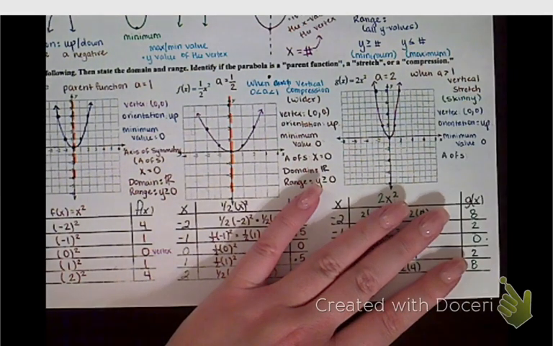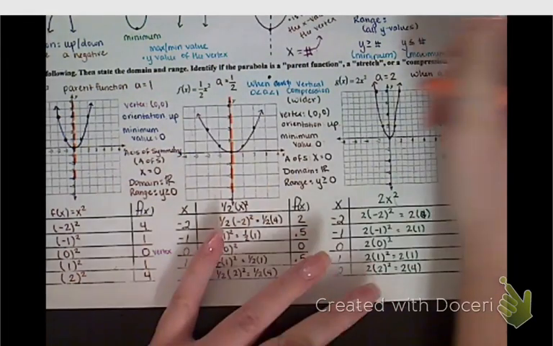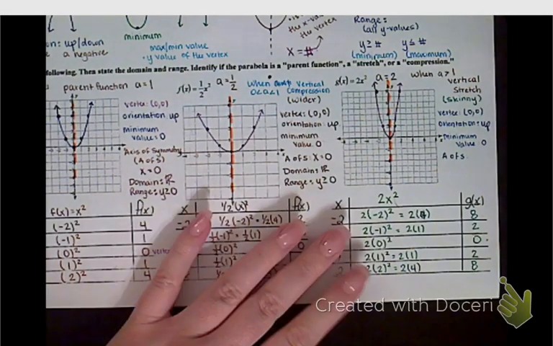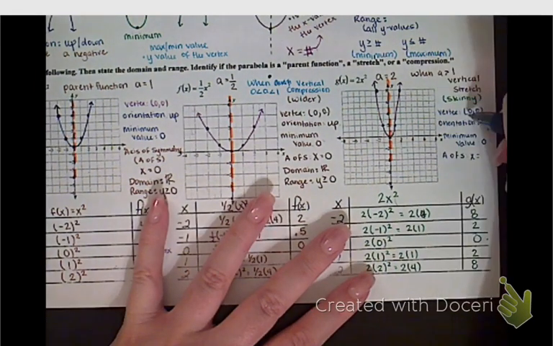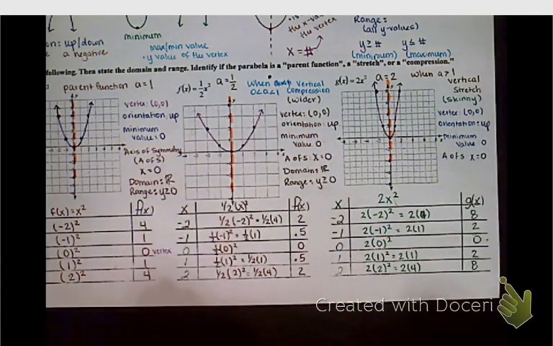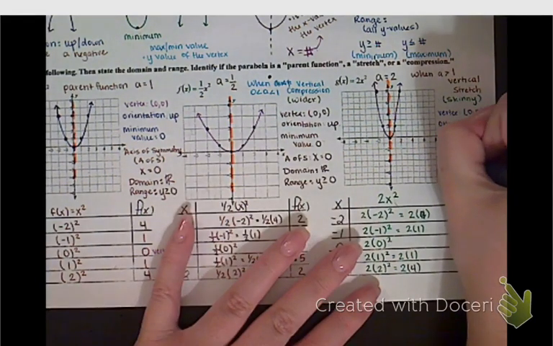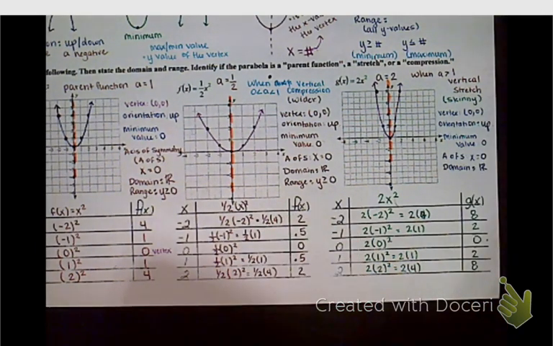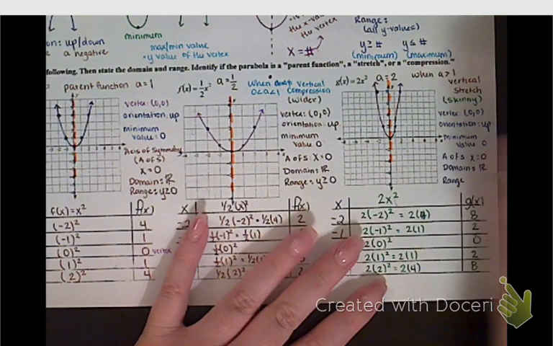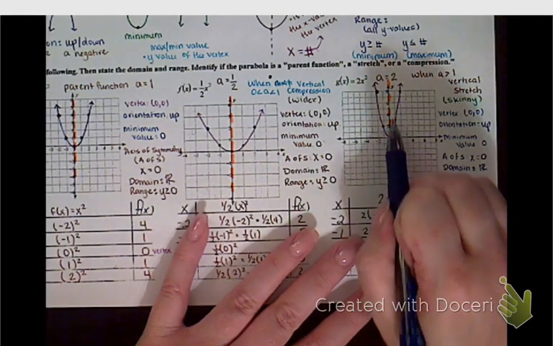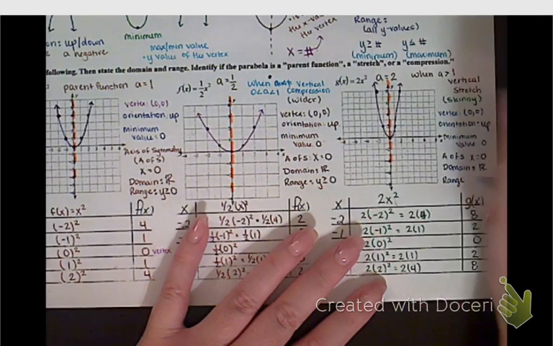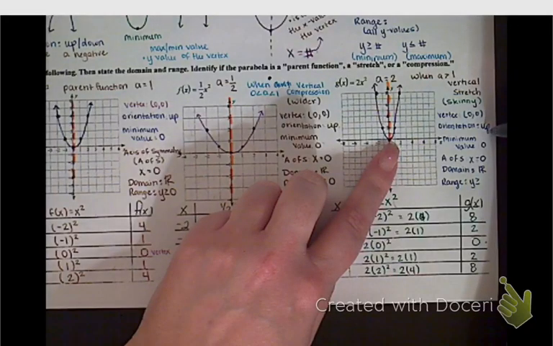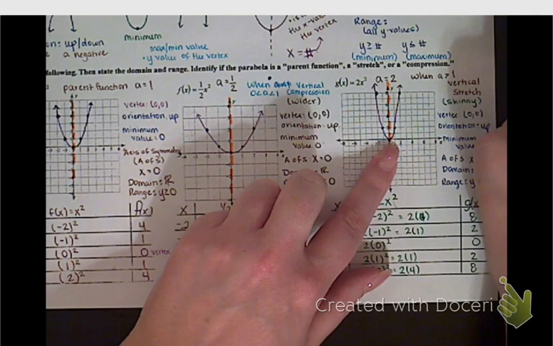My axis of symmetry goes through the vertex vertically. And that is going to be x equals the x value of my vertex, which is 0. Domain for all of our quadratic equations is going to be all real numbers. And then my range, I have a low point, and everything gets higher or is greater than. So y is greater than or equal to that lowest point, and that lowest point is our minimum value, which is 0.